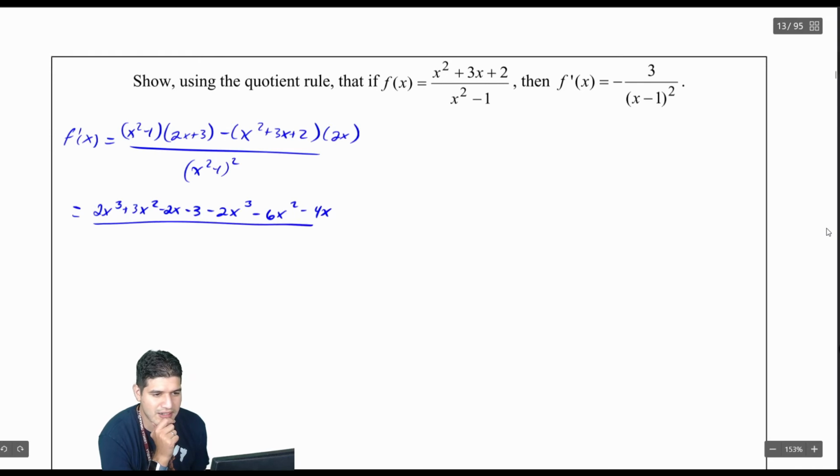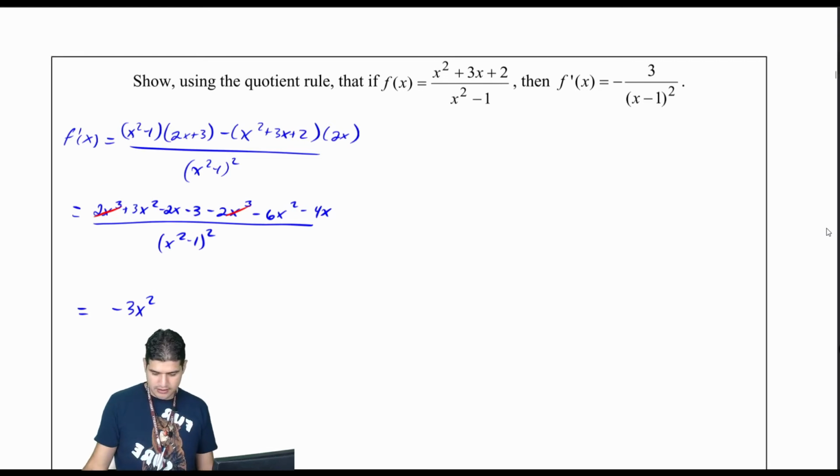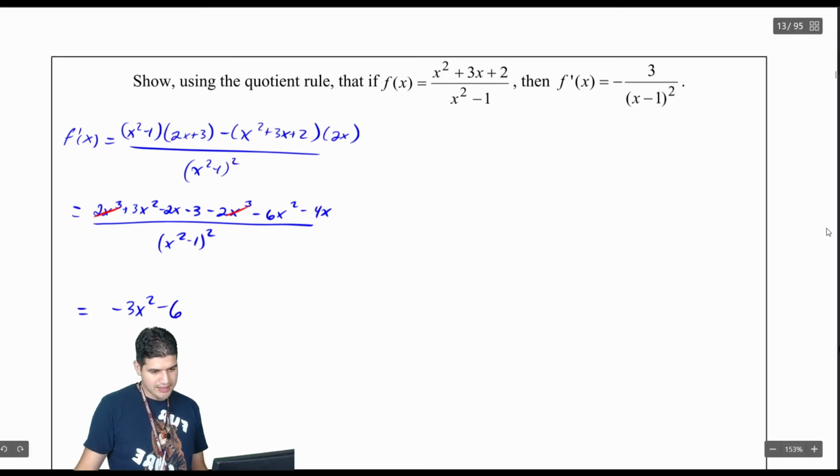All of that gets divided by x squared minus 1 squared. All right, so let's cancel out whatever I can. So 2x cubed minus 2x cubed. And then 3x squared minus 6x squared, that's going to be minus 3x squared. And then, let's see, negative 2x minus 4x, that's going to be minus 6x and then minus 3, all over x squared minus 1 squared.